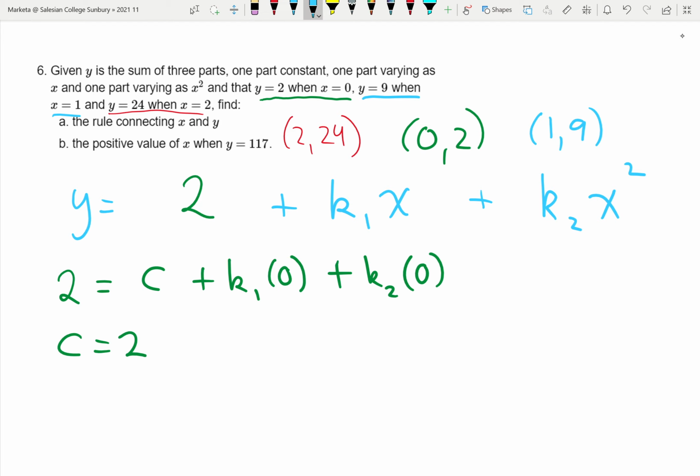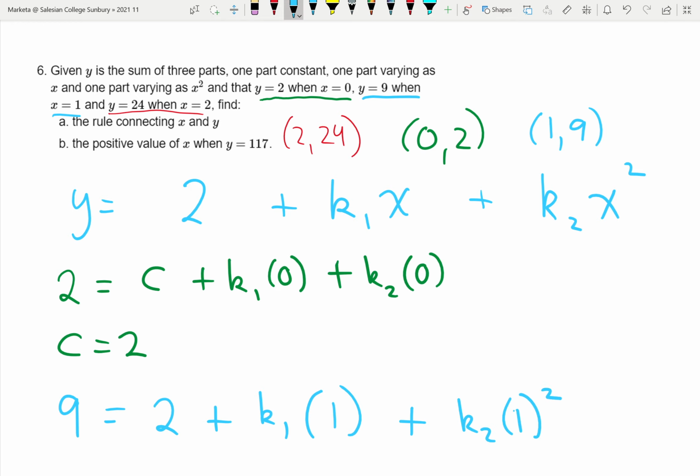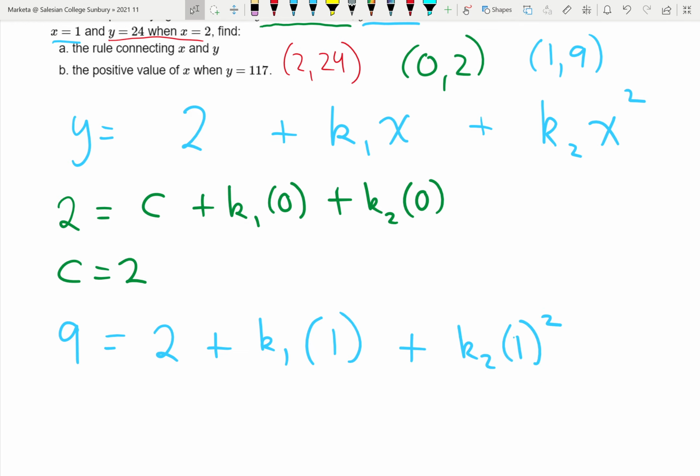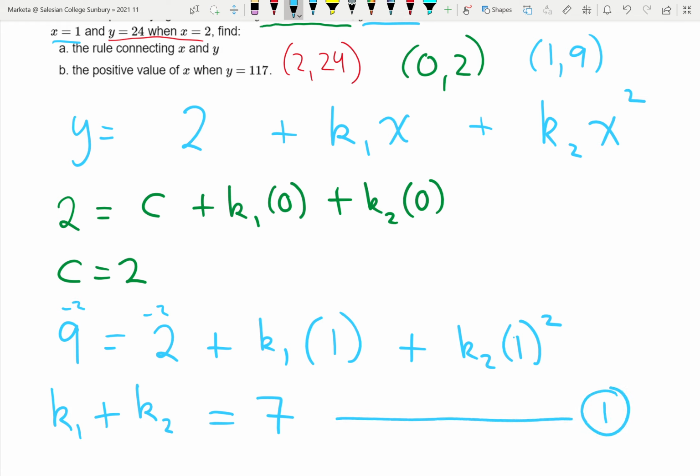So let's have 9 for y equals 2, because remember we already know that this value is 2, plus k1, and our x value is 1, plus k2, 1 squared. So this equation, we're going to get k1 plus k2 equals 7. So I've just minused that 2 on both sides. So that, I might call that equation 1.